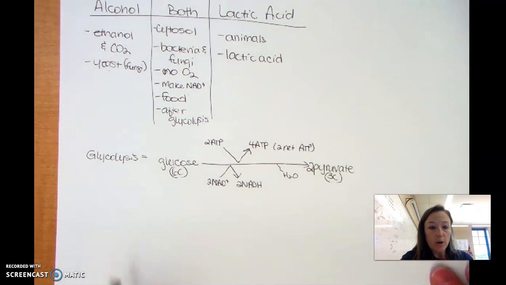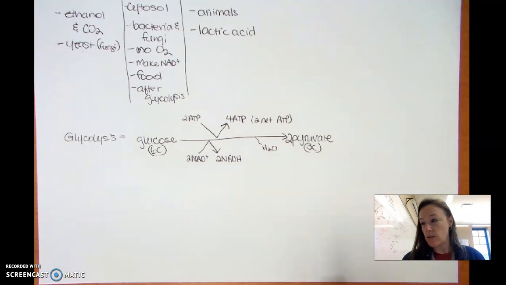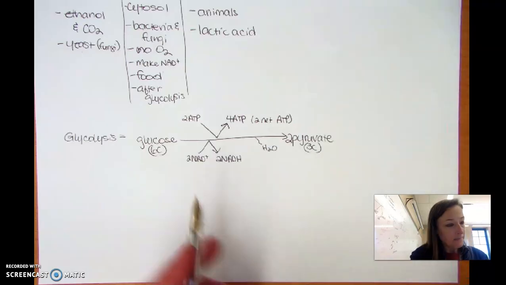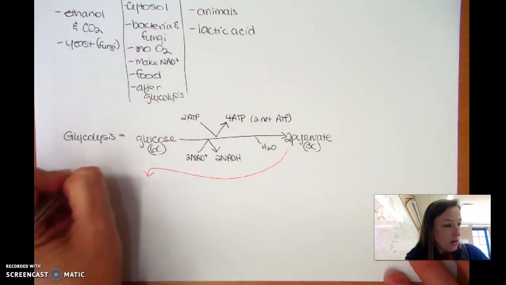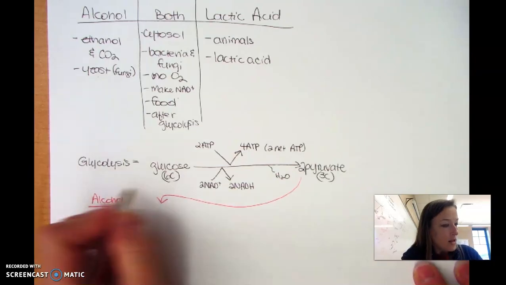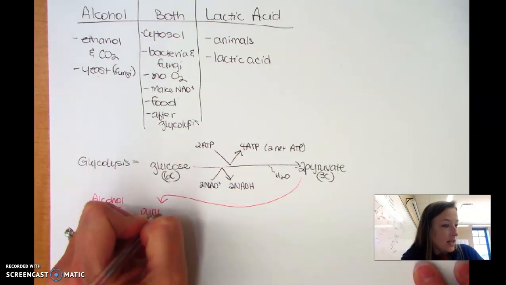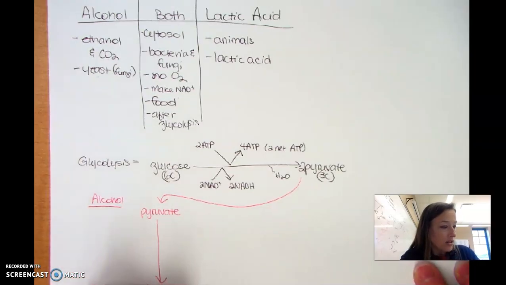Then I can outline the process of fermentation. We're actually going to outline both of them. We're going to do them in 2 different colors to keep them straight in your brain, in your little noggin. So the first one I'm going to do is going to be alcohol. Just because it's on the left up here, I'm going to put it on the left down here. Okay?